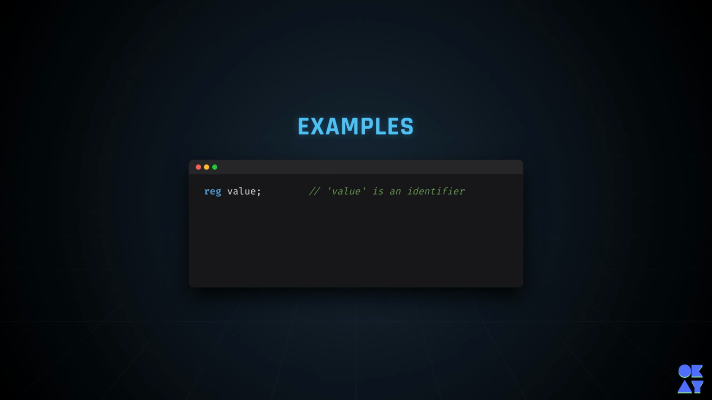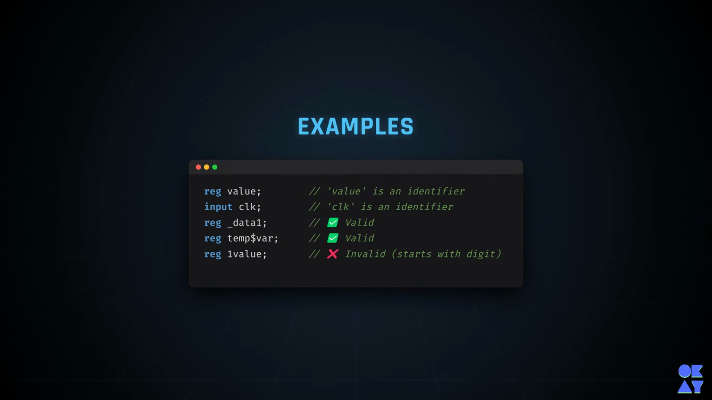Examples: reg value, where value is an identifier. Input clock, where clock is an identifier. reg _data1, valid. reg temp$var, valid. reg 1value, invalid, starts with a digit. module 3input_gate, invalid, cannot start with a digit.